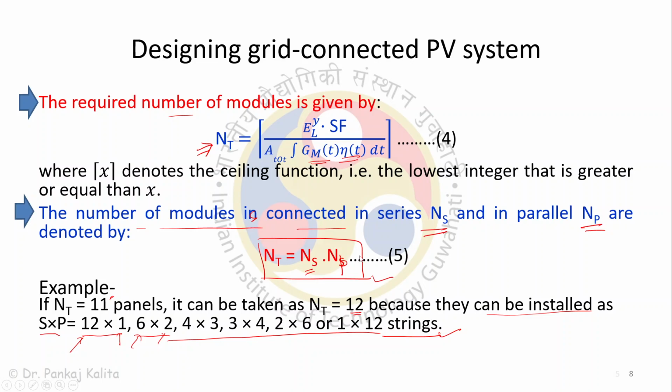Then it is denoted with NT, that is the total number of modules equal to N series into N parallel. So if NT equals 11, then it can be taken as 12 because it has to be multiplied. So series into parallel, like 12 can be a combination: 12 is to 1, 6 is to 2, 4 is to 3, 3 is to 4, and similarly.